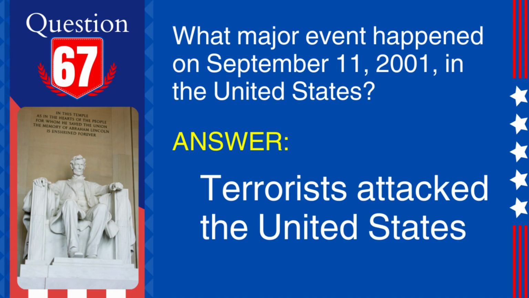67. Question. What major event happened on September 11, 2001 in the United States? Answer. Terrorists attacked the United States. Explanation. On September 11, 2001, a series of coordinated terrorist attacks were carried out by the extremist group Al-Qaeda, targeting the World Trade Center in New York City and the Pentagon near Washington, D.C.